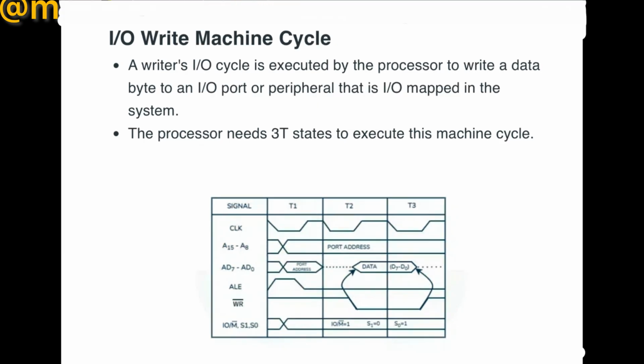I/O write machine cycle. A write I/O cycle is executed by the processor to write a data byte to an I/O port or peripheral that is I/O mapped in the system. The processor needs 3 T states to execute this machine cycle. That is T1, T2, T3, a 3 state cycle. That is noted.